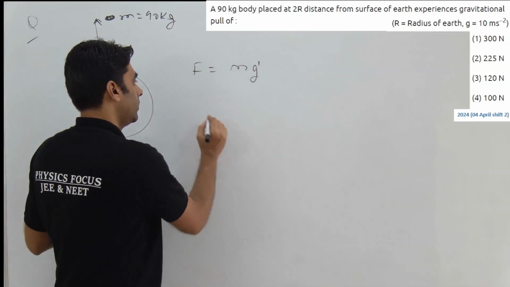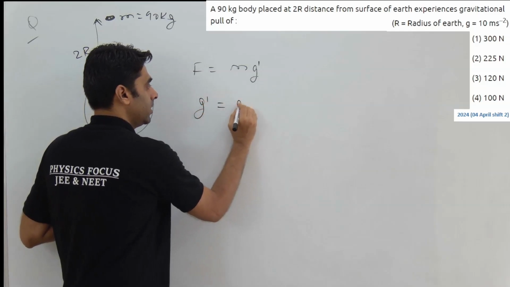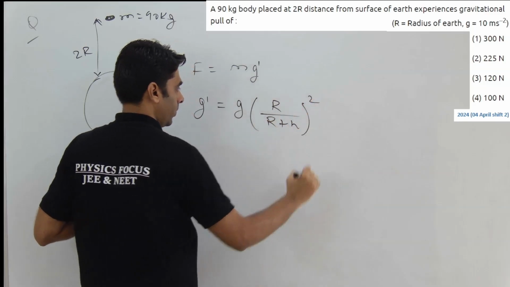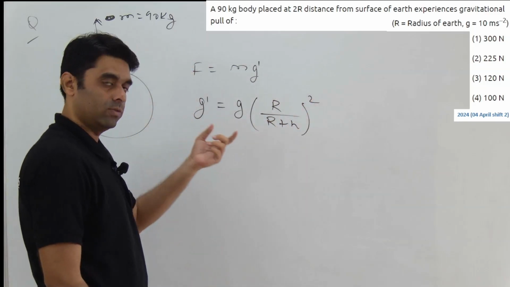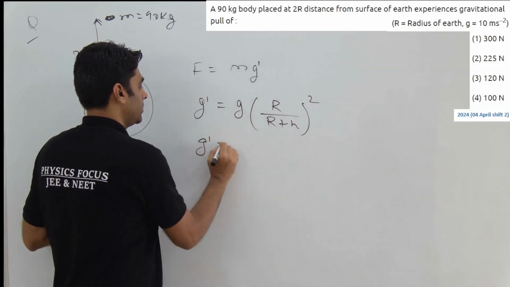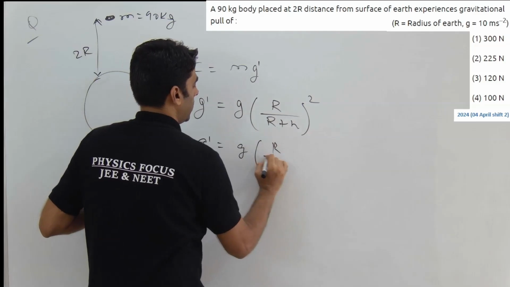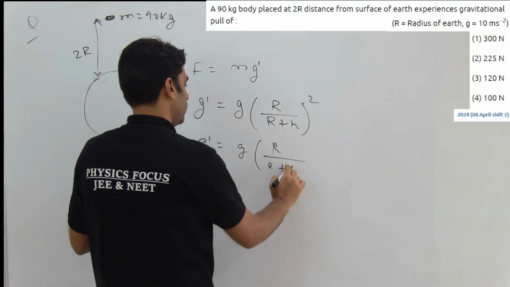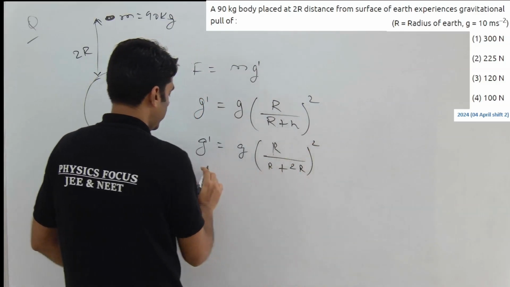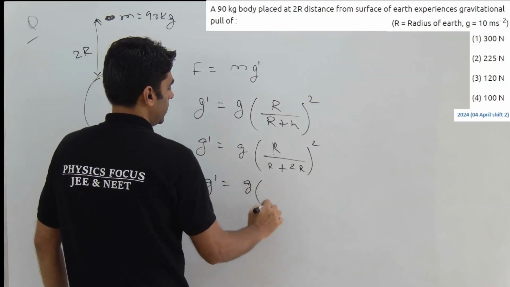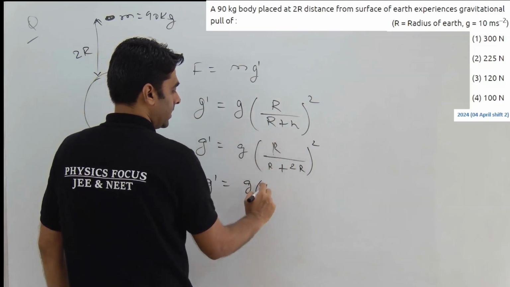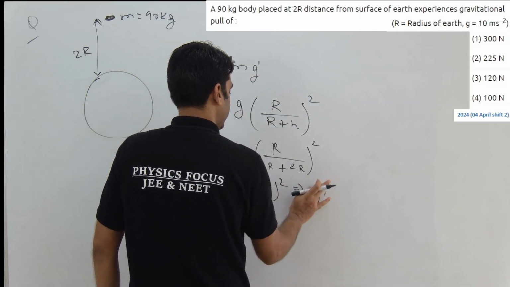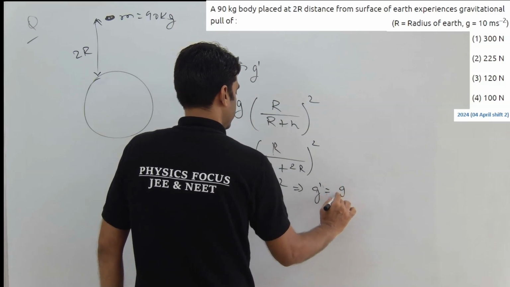Let us calculate this. So g dash will be g times R by R plus h whole square. This is your variation of g with height, right? This is our relation. How much is the height given from the surface? 2R. So 2R whole square. Let's simplify this. g into this will be R by 3R. R will cancel. We'll have 1 by 3 whole square. So ultimately we get g dash is equal to g by 9.